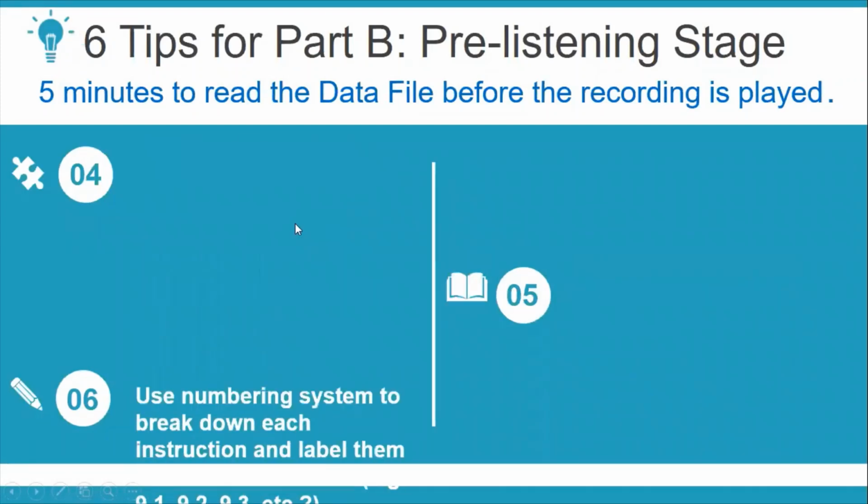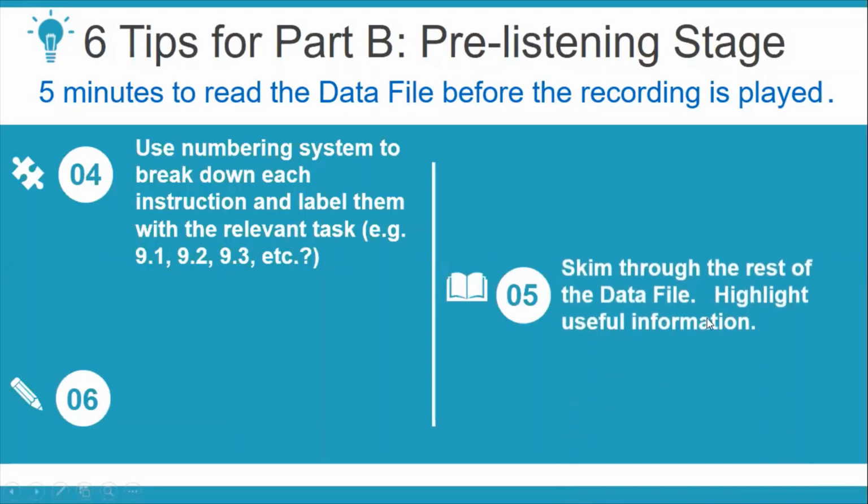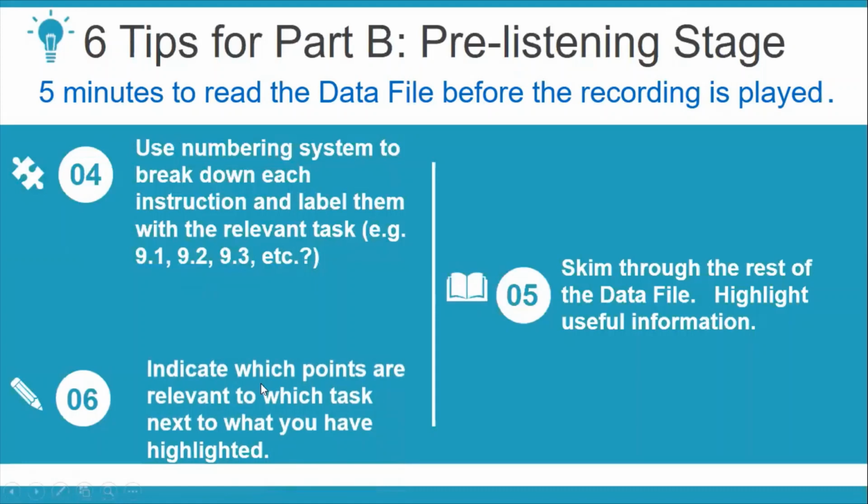In step 4, you should use numbering system to break down each instruction and label them with relevant tasks, such as 9.1, 9.2, 9.3, etc. Then in step 5, skim through the rest of the data file. Highlight useful information. Lastly, in step 6, you should indicate which points are relevant to which task next to what you have highlighted.